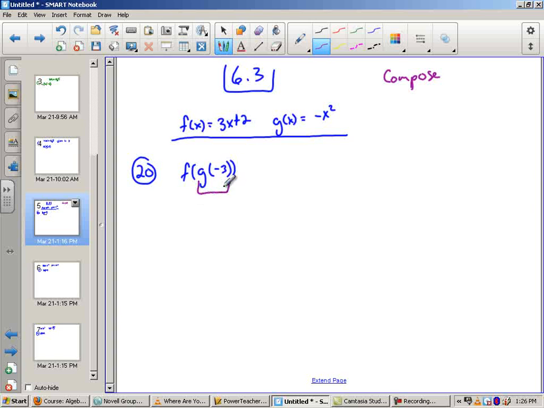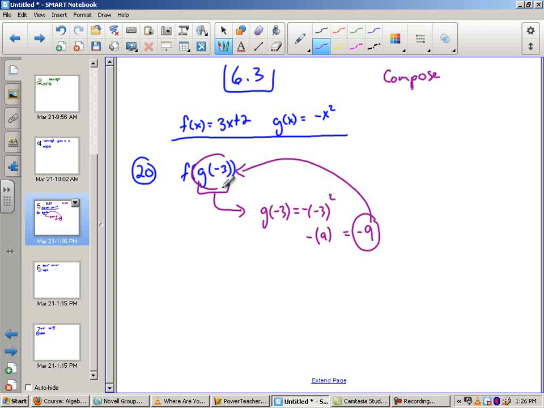So g of -3 actually equals -3 squared. And if you look at it, what I've done is I've taken the x and replaced it with a -3. And I'll just go ahead and use the order of operations to square -3, which produces 9. And when I multiply that by the negative, I get -9 for g of -3. That's this internal piece. Well, I want to take that now and put it inside of function f.